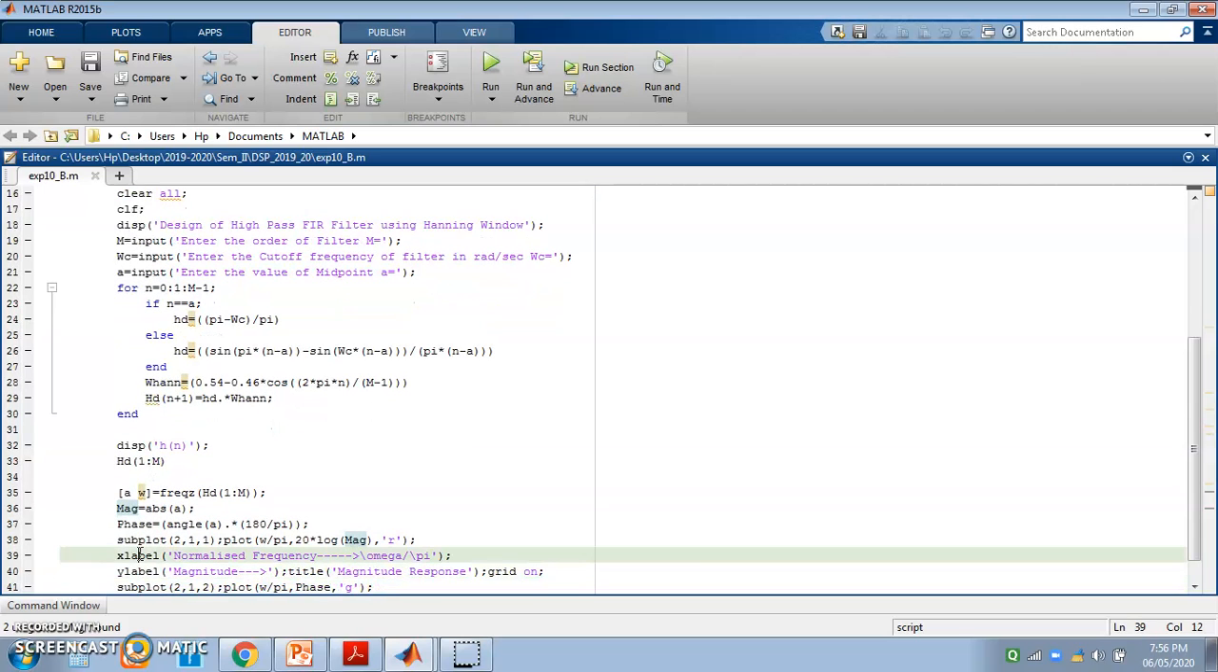So by making the subplot 2, 1, 1, here one can plot the frequency versus magnitude, that is omega upon pi.